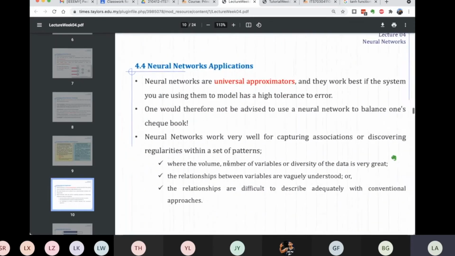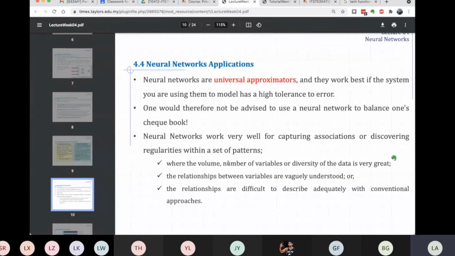Basically, a neural network is a universal approximator. It works best if our system has high tolerance to error. So we're not going to advise a person to use a neural network to balance their checkbook, because there we need good accuracy and can't tolerate big errors.